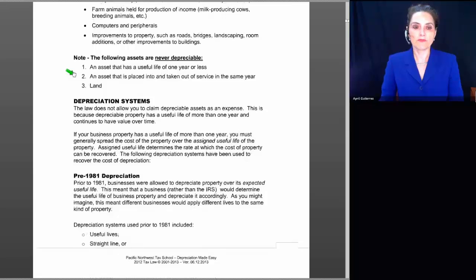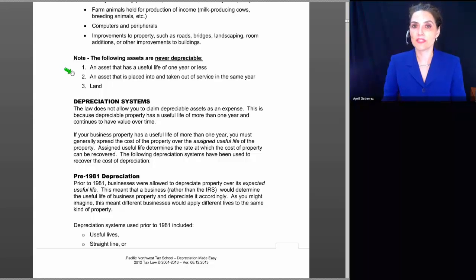Note, however, that the following assets are never depreciable. An asset that has a useful life of 1 year or less, an asset that is placed into service and then taken out of service in the same year, or land. So if any of these applies to the asset you're considering, it is not depreciable.